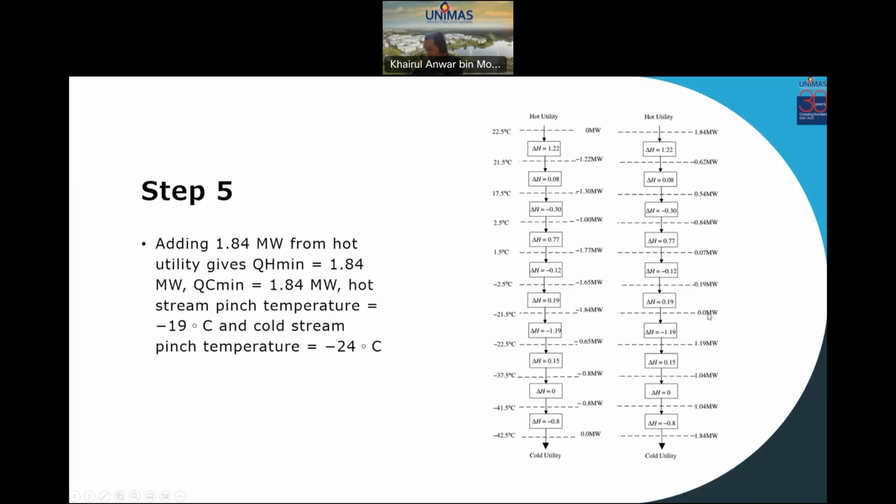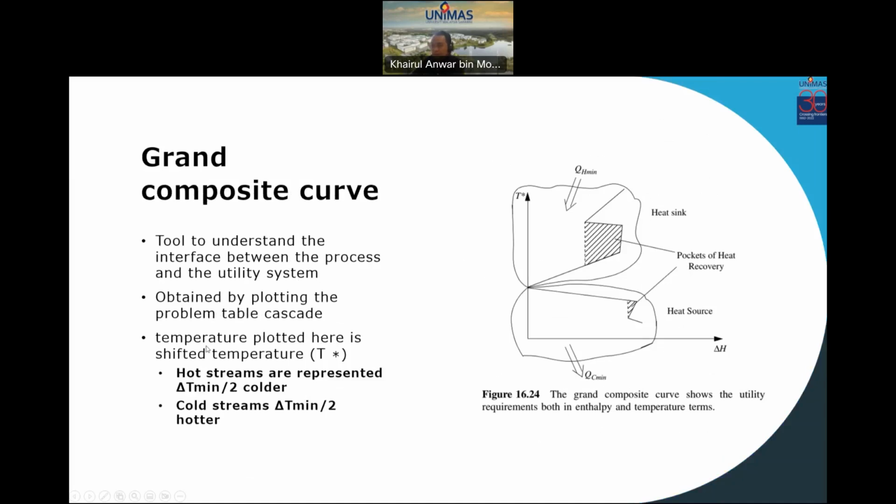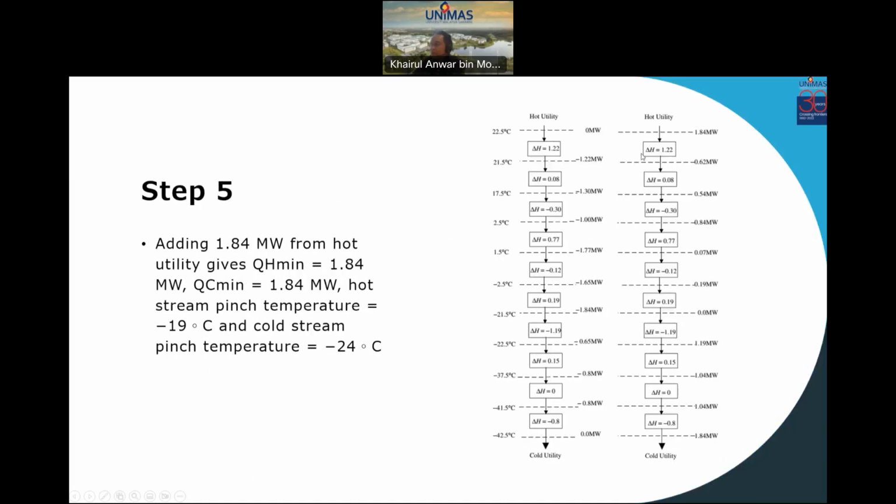with pinch, meaning the hot utility is not zero. Temperature plotted here is the shifted temperature. The hot streams are represented by delta T min over 2 colder. The cold streams are delta T min over 2 hotter. So this is the shifted temperature.